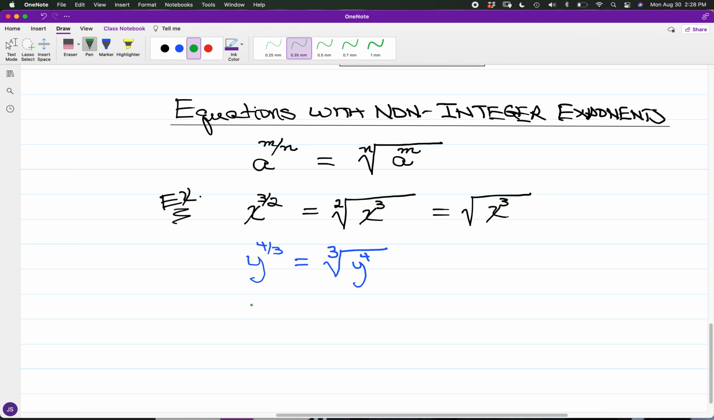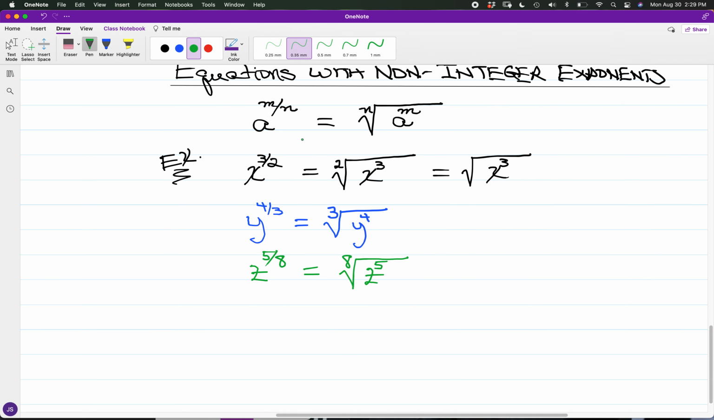And now I can also have an expression such as z to the 5/8. In the first two cases the top part of the fraction was greater than the bottom, but now we have n greater than m. So you have z to the 5/8, and 8 is the kind of root we're going to have here. So we're going to have the 8th root of z taken to the 5th.